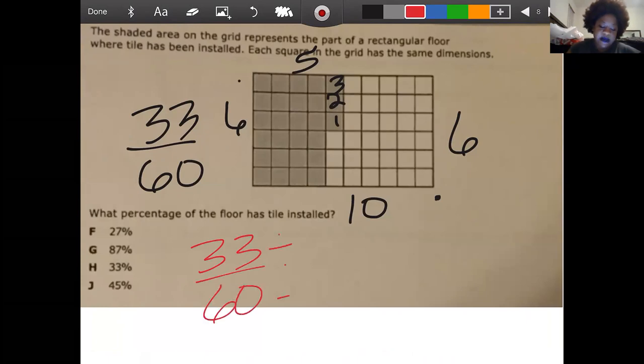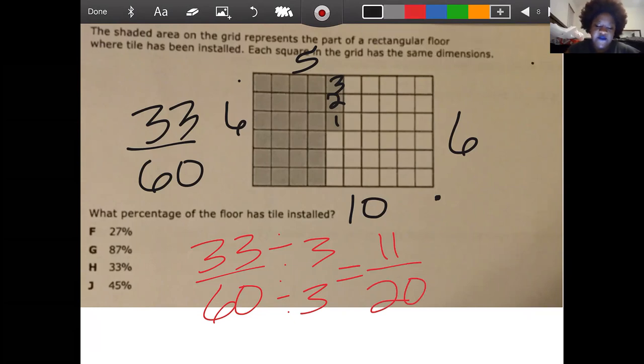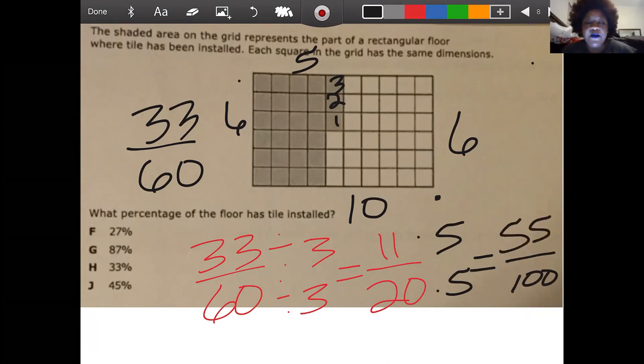33 divided by 3 and 60 divided by 3. So I can simplify, okay? So 33 divided by 3 is 11. 60 divided by 3 is 20. And then guess what I can do now to find the percent? I can scale. I can scale 20 to 100, and 11 times 5 is 55. And anytime there's a number over 100, that's the percent. So 55 over 100 is 55%. Okay?